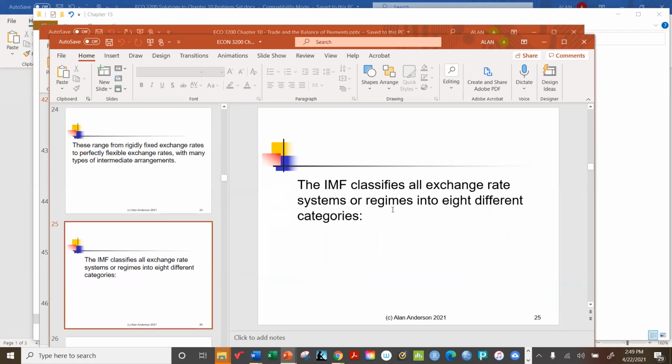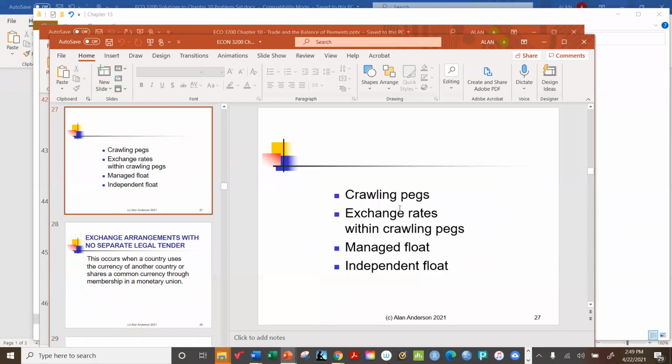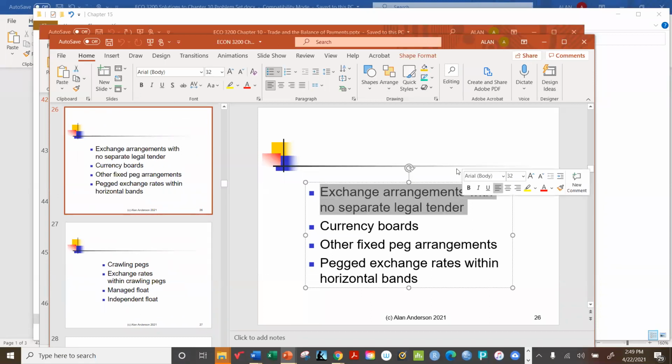Anyhow, we did see that there are several different kinds of exchange rate systems that have been used in recent history. And we started to look at a couple of these. In fact, we started to look at dollarization, which is part of this first category, exchange arrangements with no separate legal tender. And all that means is that the domestic country has no currency of its own. It's using a foreign currency, which is almost always the dollar.